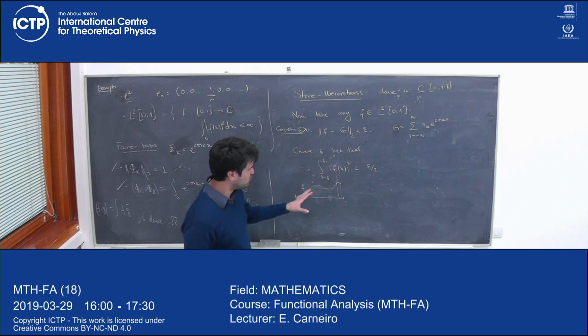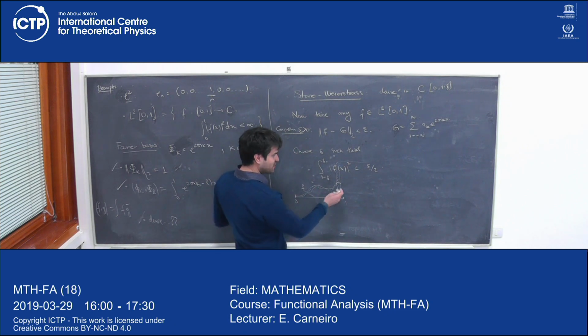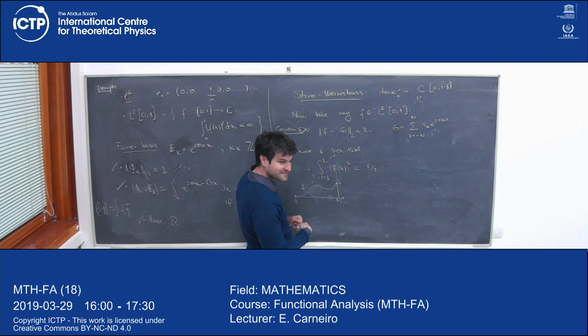Do you see? The idea that I was trying to do is that I wanted to make my interval 0, 1 a little bit smaller, say 1 minus delta. And in this interval 0, 1 minus delta, I can approximate my f. I can approximate my f by a continuous function, and I can approximate this continuous function by these guys, right?